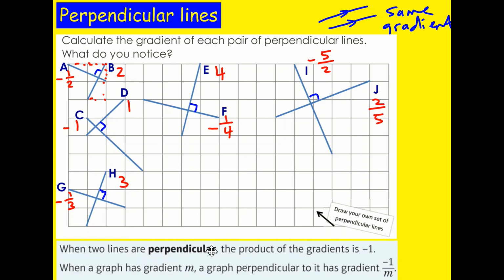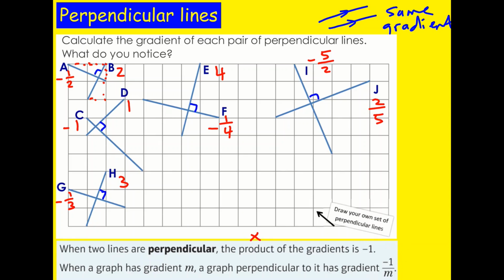And this is what we find. We find that when two lines are perpendicular, the product, that means when you multiply them, of the gradients is -1. So -1/2 times 2 is -1. -1/3 times 3 is -1. -5 over 2 times 2/5 is -1. It's always the case.